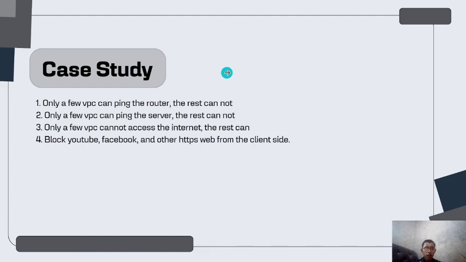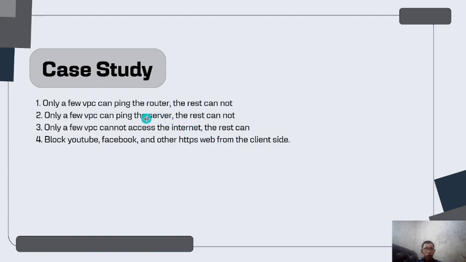And then there are case studies, and I will practice how to configure the filter rules. The first case is only a few VPCs can ping the router, but the rest cannot. The second is only a few VPCs can ping the server, but the rest cannot. The third is only a few VPCs cannot access the internet, but the rest can. And then blocking YouTube, Facebook and other HTTPS websites from the client side.